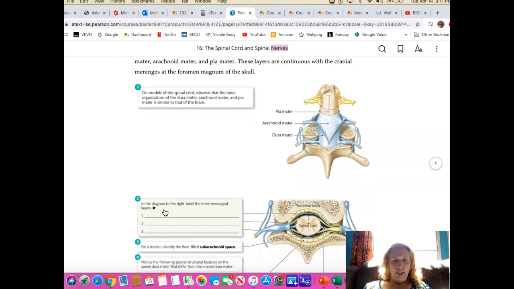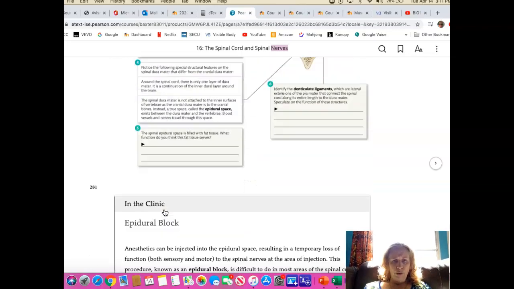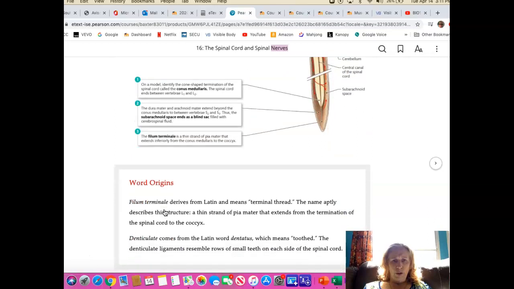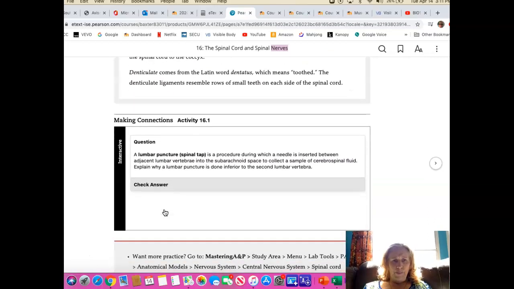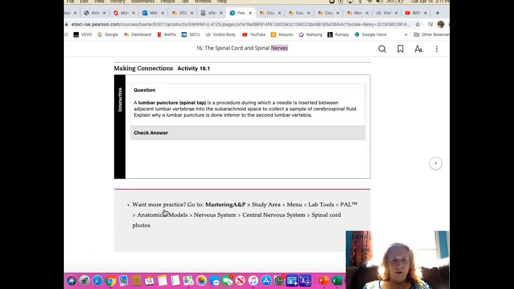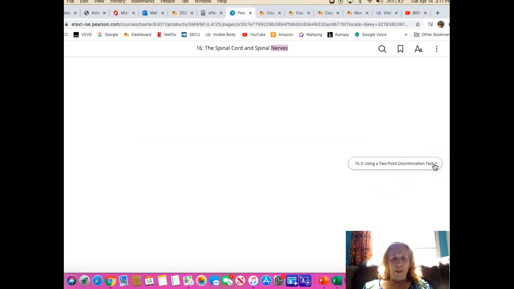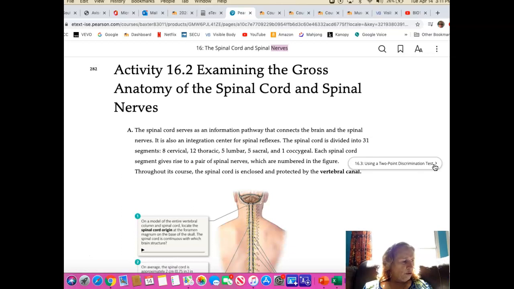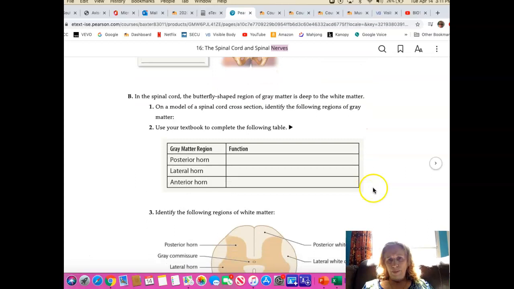There is a small test that you have to do. So you're going to just go through and answer all the questions. Do your making connections and all that. It starts on page 280. You don't need to do the pre-lab. You need to fill in every chart.